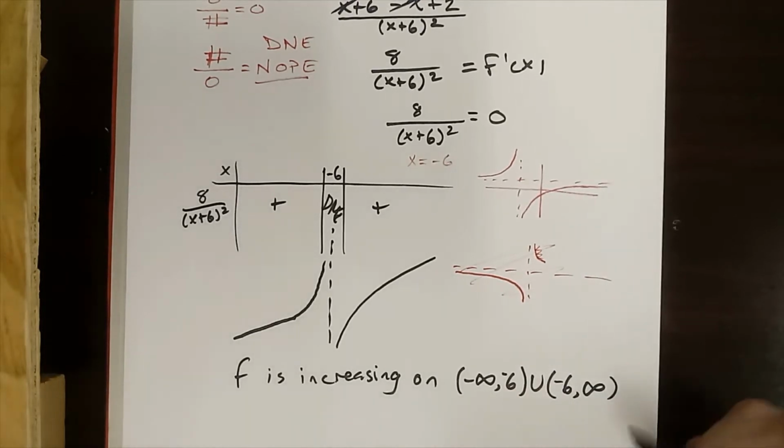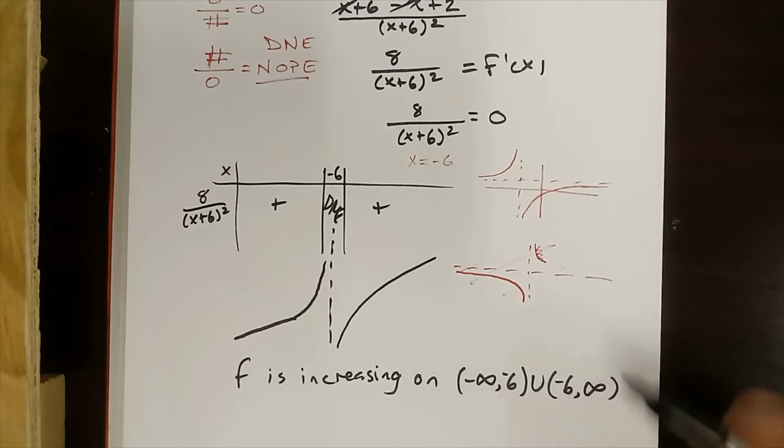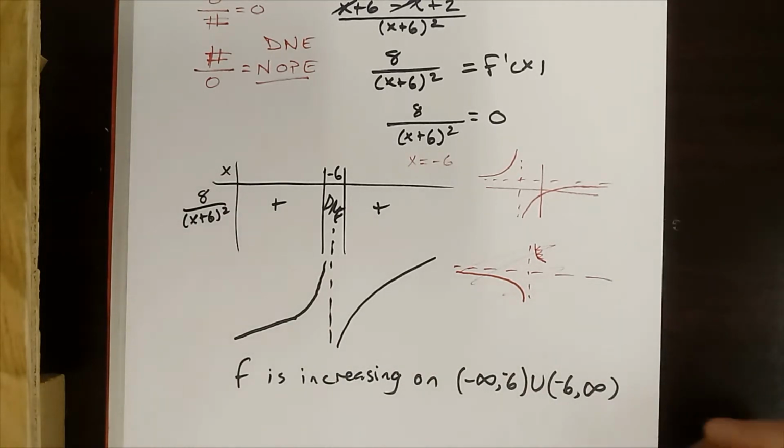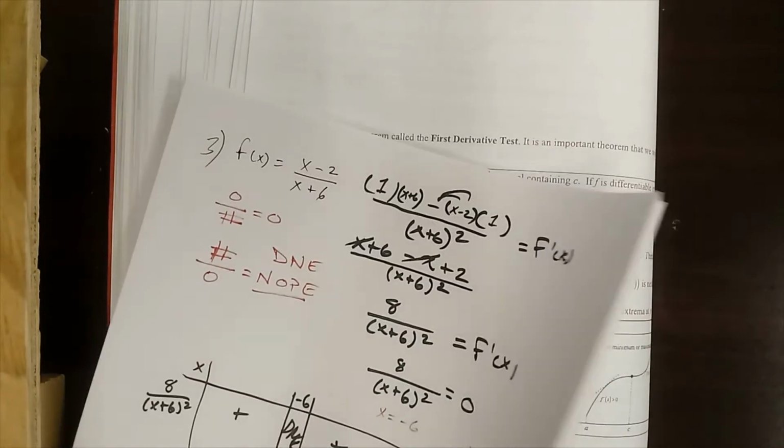So at -6, it's not doing either. At -6, nothing's happening. Something weird's happening there. But everywhere else, it's increasing. So hope that was helpful. I'm going to do the next one as well.